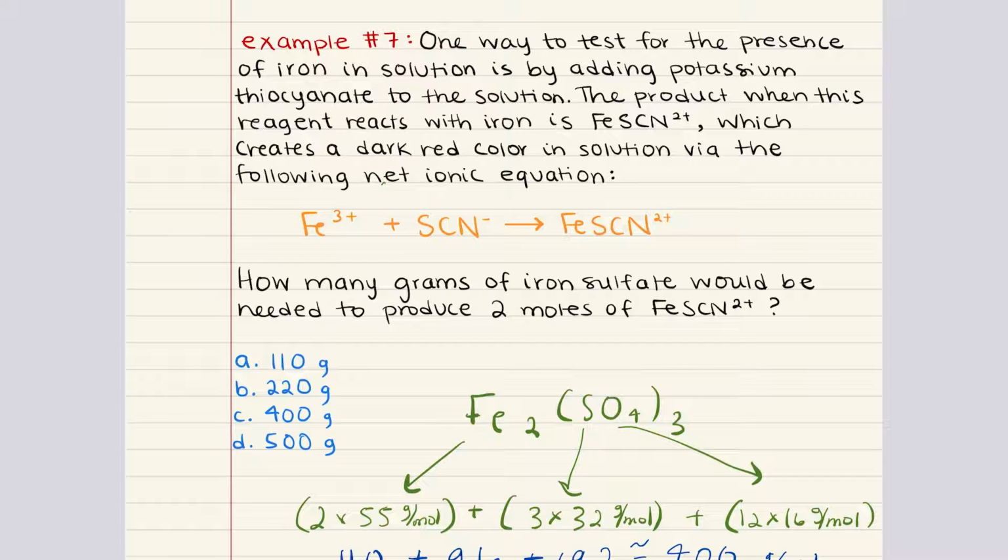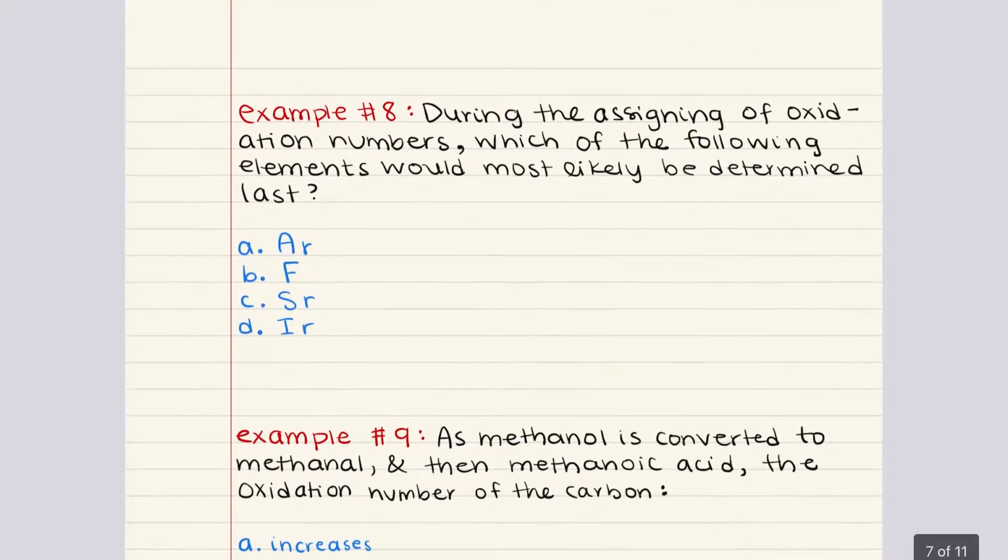Now we know that we just need 1 mole of iron sulfate to get 2 moles of iron. With 2 moles of iron, we can make 2 moles of iron thiocyanate. So the answer here is going to be answer choice C. 7 is C. Let's move on to problem 8.